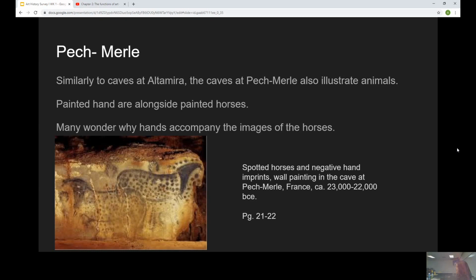But once again, we have a consistent style of a lot of profile animals, so that you can tell what's what. You can definitely tell that's a horse, even though it's a very abstract horse.